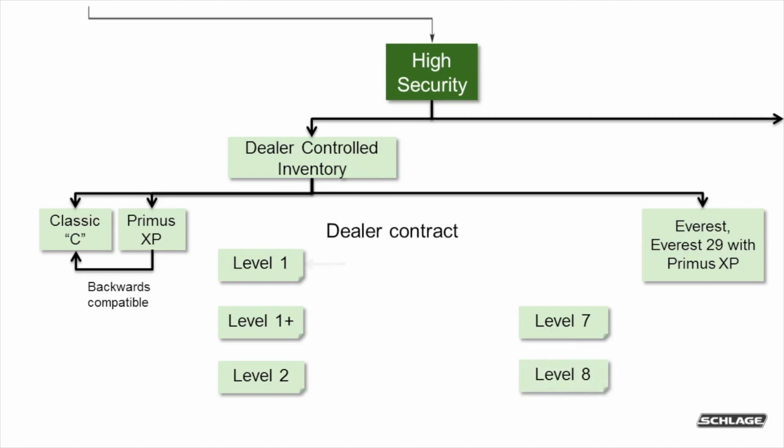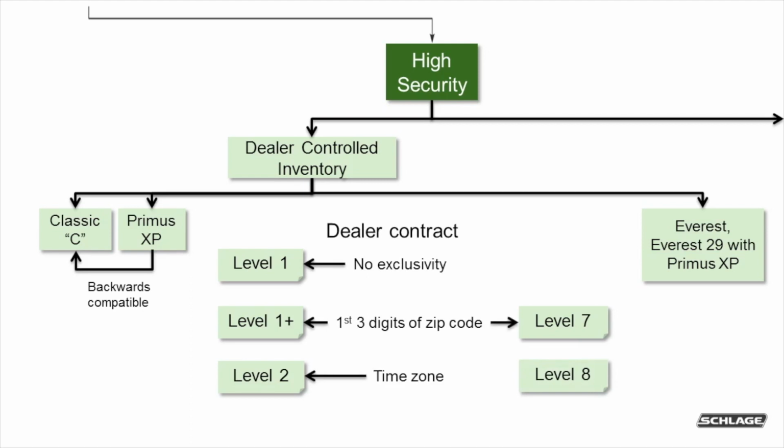Level 1 offers no exclusivity. All dealers and locksmiths in this level have the same side bitting. Level 1 Plus offers exclusivity based on the first 3 digits of the zip code. The dealer's side bitting will be exclusive in that zip code region. Level 2 offers time zone exclusivity. The dealer's side bitting will be exclusive to their time zone.